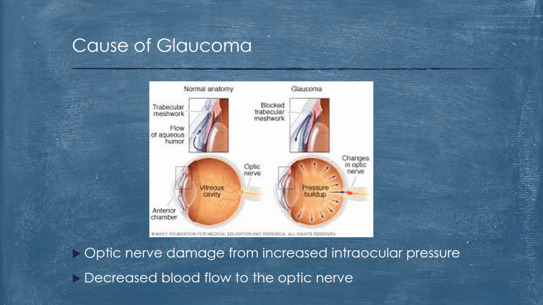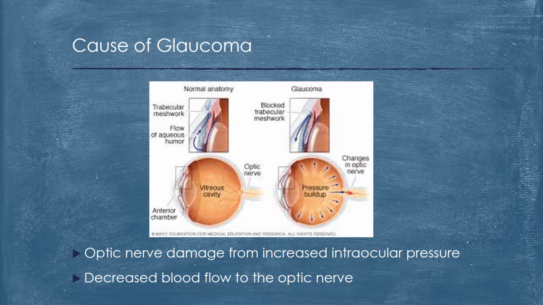Now let's take a look at what causes glaucoma. In open-angle glaucoma, the drainage angle, which is the angle formed by the iris and the cornea, remains open, but the trabecular meshwork, which is the tissue responsible for draining the fluid, is partially blocked. This results in intraocular pressure, that's fluid buildup behind the eye. The pressure buildup in this case is slow, but in time may damage the optic nerve.